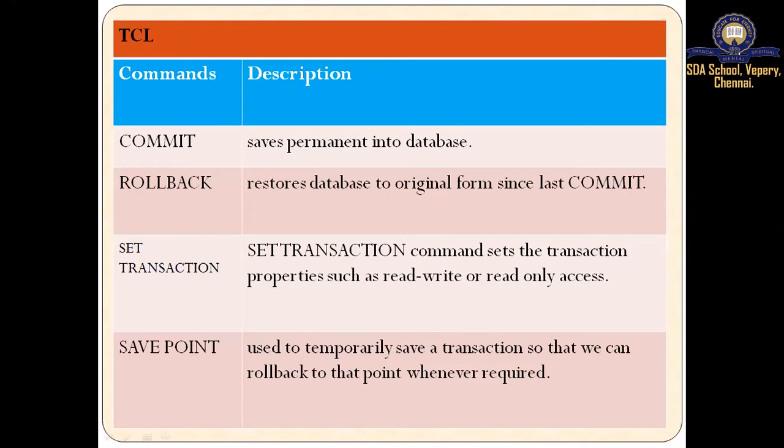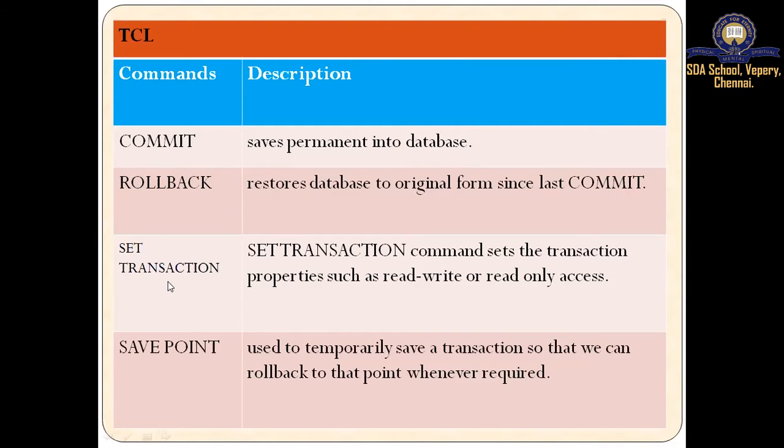What does commit do? It saves data permanently into the database. Rollback restores the database to the original state since the last commit. Before you make any changes, for example, there are 2 changes you are going to make. Which change do you want to permanently save in the database? We can do that by using rollback.